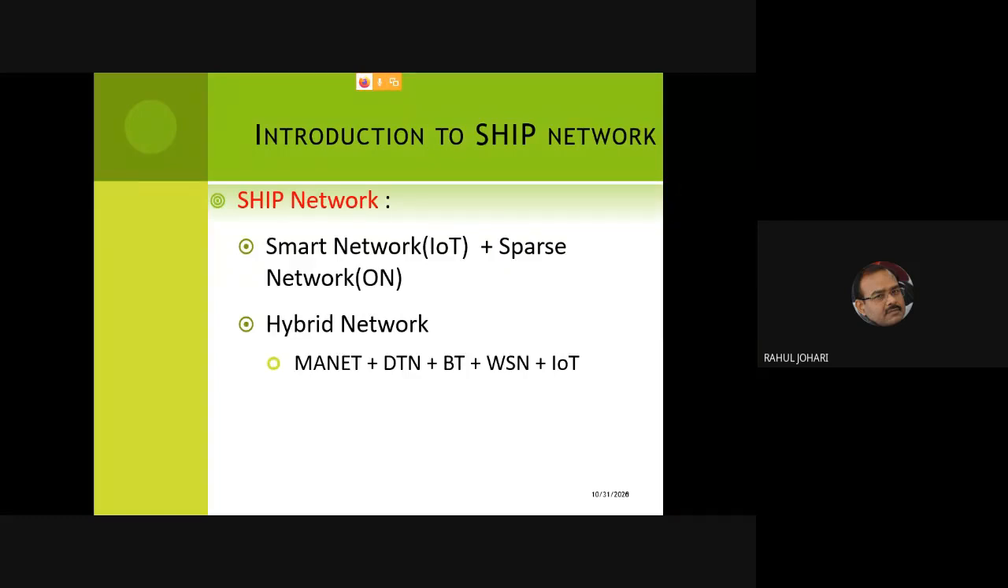Then we have DTN. DTN is a delay tolerant network. The name itself says it is a network where delay is acceptable. It was introduced by Kevin Fall, and we'll discuss a bit about DTN also. It came later, after MANET had already been introduced by Charles Perkins. Then we got the Bluetooth enabled network, a short range communication network. Then we got wireless sensor networks, the WSN, and then our IoT networks, which is an important network nowadays.